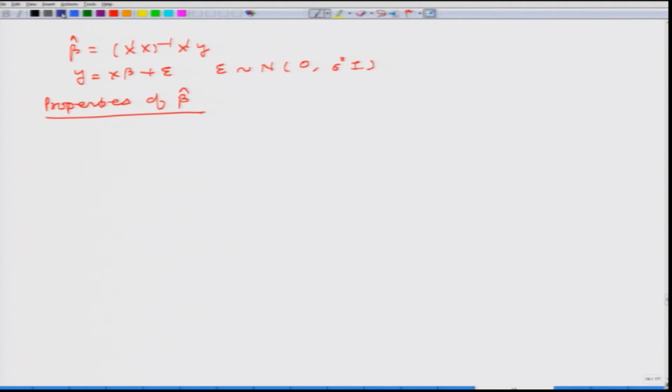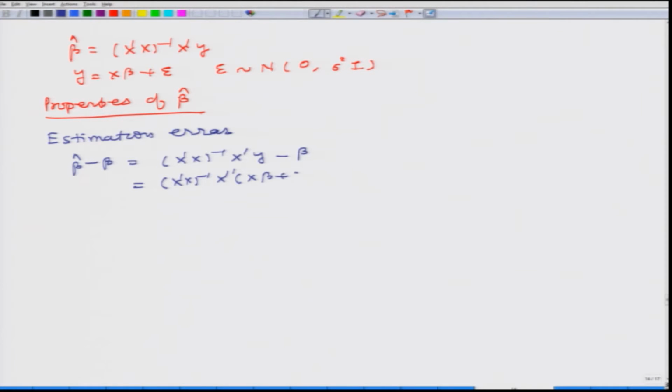First we find out the estimation error, which is defined as beta hat minus beta. So, this becomes (X transpose X) whole inverse X transpose y minus beta. Now, y is equal to X beta plus epsilon. So, we substitute it here and we obtain this, and this is nothing but (X transpose X) whole inverse X transpose epsilon, because beta and beta cancel out.